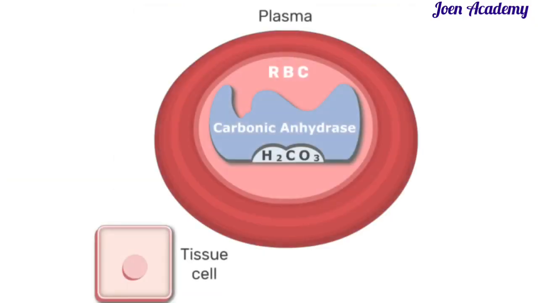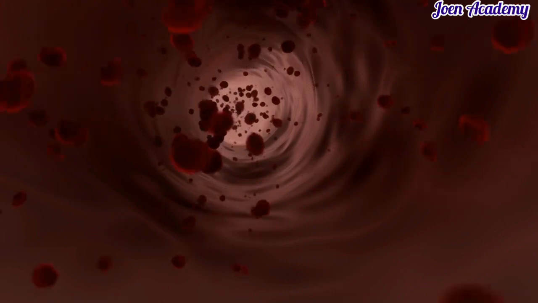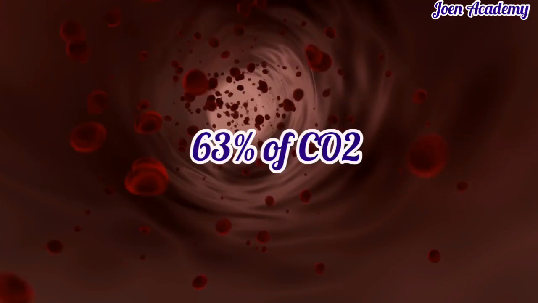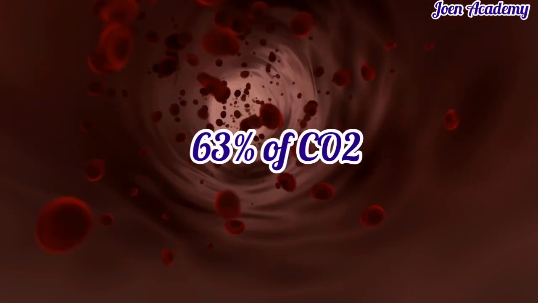Red blood cell also contain large amount of carbonic anhydrase. Carbonic anhydrase is important for the formation of bicarbonate from water and carbon dioxide. Because of this, it is also important in the transportation of carbon dioxide in form of bicarbonate from tissues to lungs. About 63% of carbon dioxide is transported in this form.